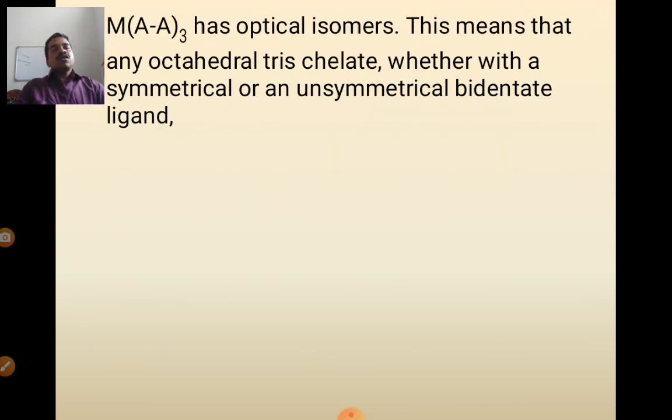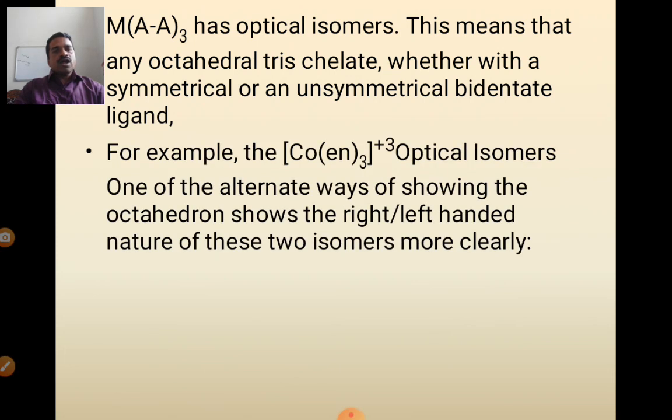Octahedral complexes of the M(AA)3 type, meaning there are three bidentate ligands, can exhibit optical isomers. This means that many octahedral tris chelates, whether with symmetrical or unsymmetrical bidentate ligands, can show it. The ligand may be symmetrical, may be unsymmetrical. In this case, we have taken the symmetrical ligand AA. It is a bidentate ligand. AA means a bidentate ligand which has the same donor atoms.